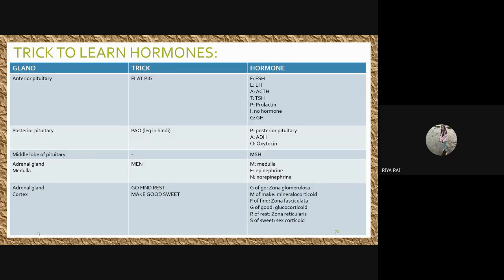Adrenal gland, in the adrenal medulla, we can remember it as MEN. M for medulla, E for epinephrine, and N for norepinephrine. Then in the adrenal cortex, we can remember it as go, find rest, and make good sweets. G of go is for zona glomerulosa, which secretes mineralocorticoid. F of find is zona fasciculata, and it secretes glucocorticoid, and zona reticularis secretes sex corticoid.